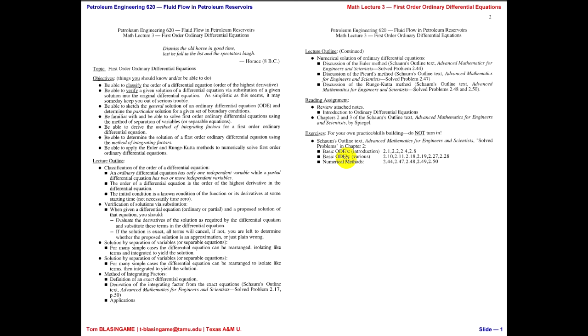We're going to cover two topics tonight, both related to differential equations. The first topic is the solution of some cases for ordinary differential equations. And the second part of the lecture is going to be for second order differential equations. The first order differential equations imply that they only have one independent variable.